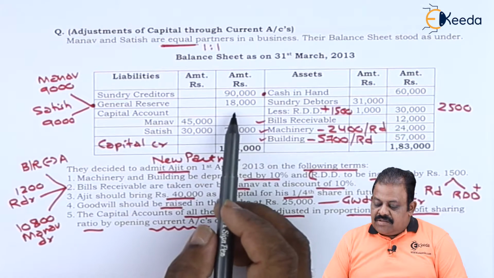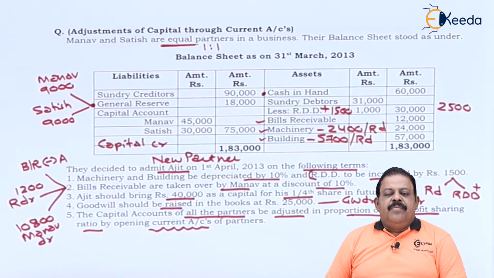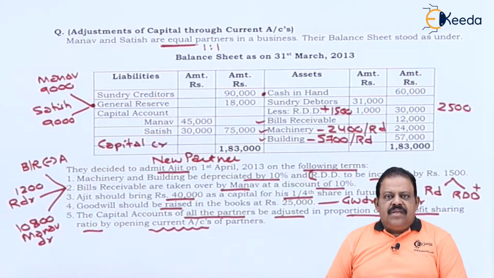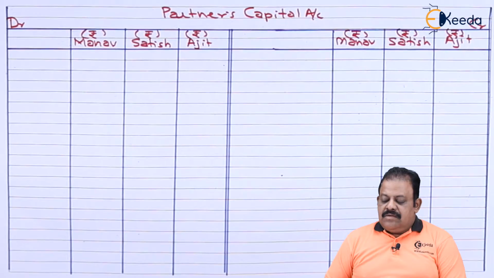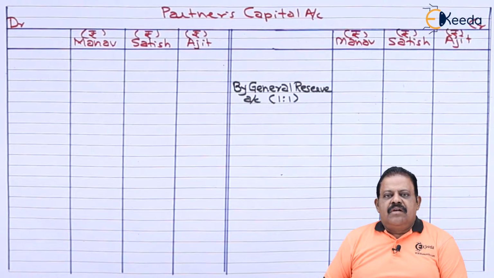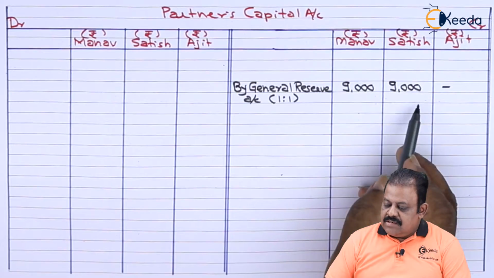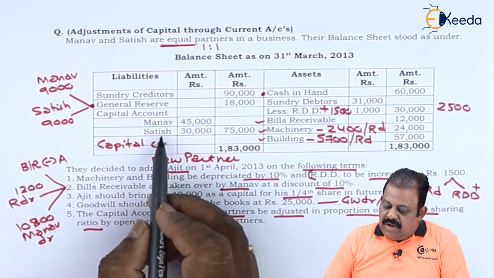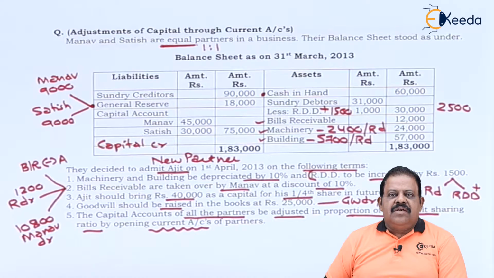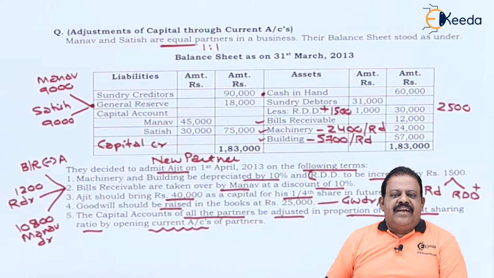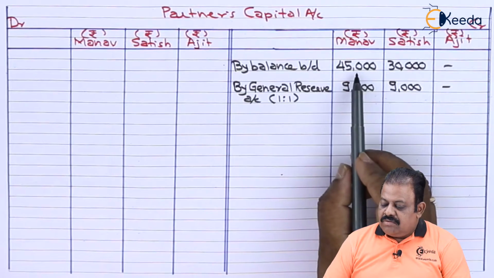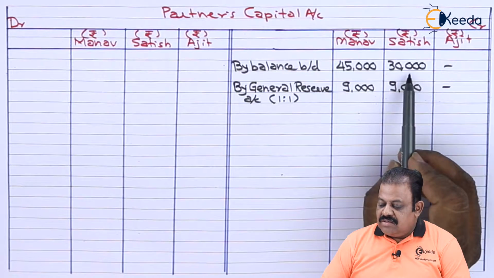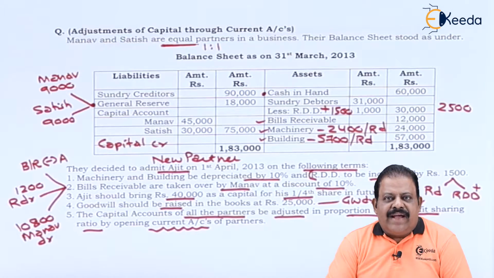Next we have general reserve 18,000. This will be divided among all partners in their profit sharing ratio, that is equal. Manav will get 9,000, Satish will get 9,000. Partners capital account credit by general reserve account. Manav 9,000, Satish 9,000. Capital account of Manav and Satish 45,000 and 30,000. This will be credited to their capital accounts. Partners capital account credit by balance brought down. Manav 45,000, Satish 30,000. Let us move to asset side.